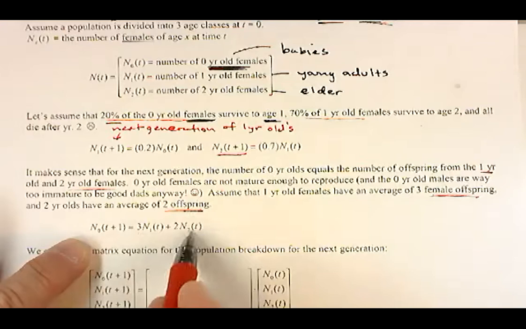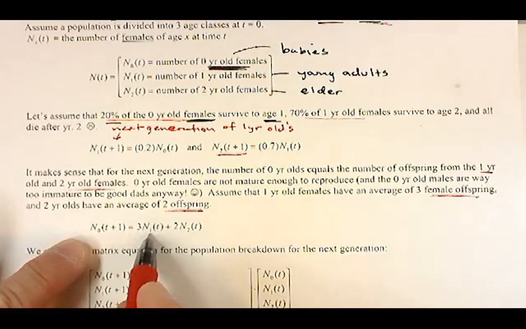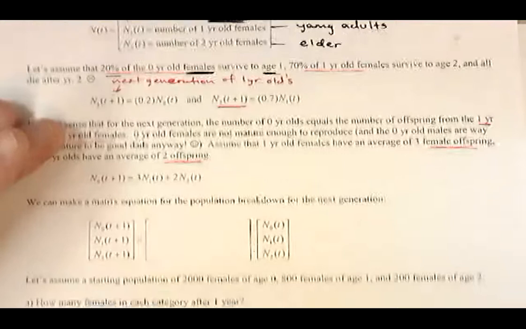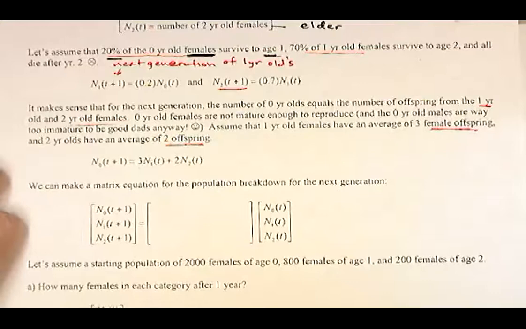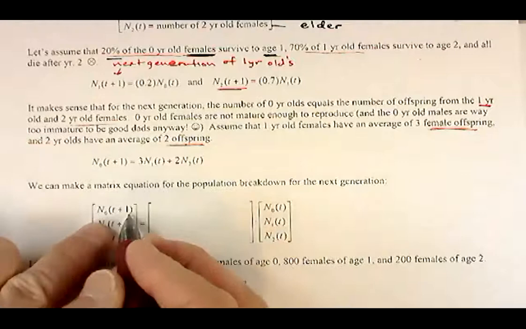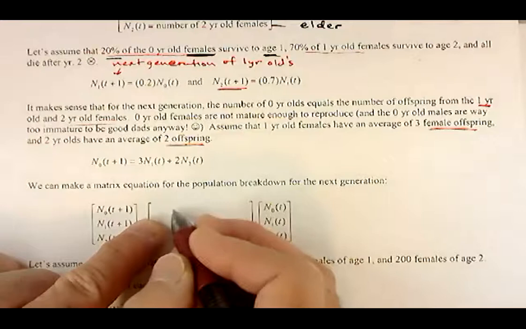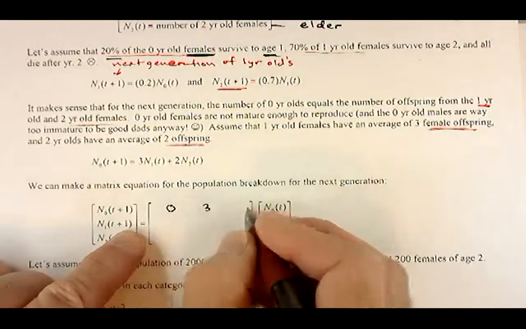So it would be 2 times n sub 2 and 3 times n sub 1. Okay. So we could express this all as a matrix equation, like I showed you before. It's all right here, the next generation of 0-year-olds. What we have to think about is we're going to write this as a matrix equation, and it's going to look as the following. I'm going to have a 0, a 3, and a 2 in this first row.